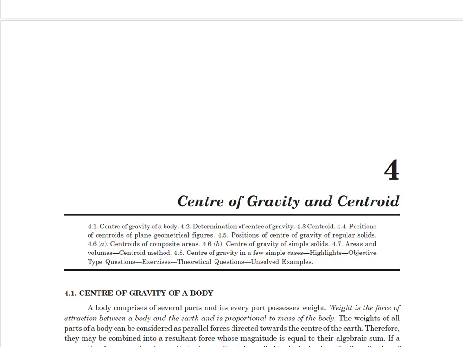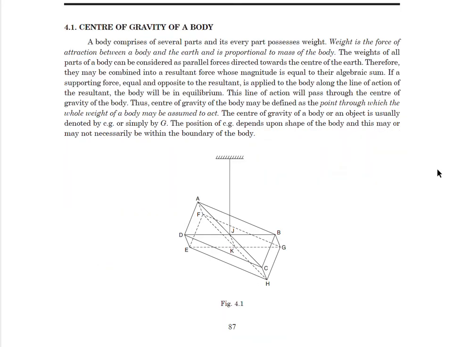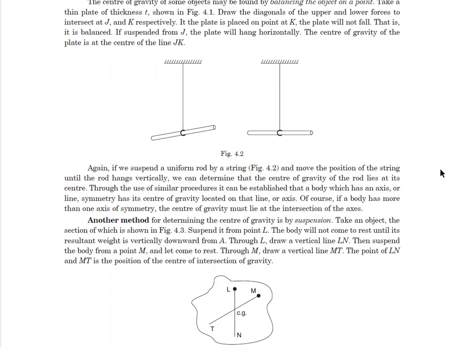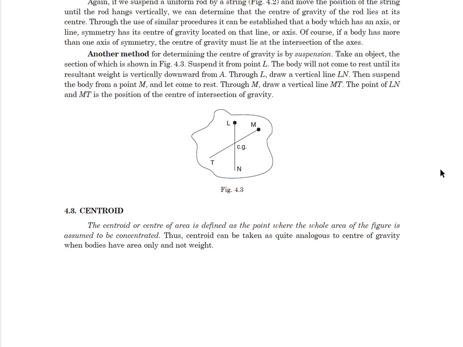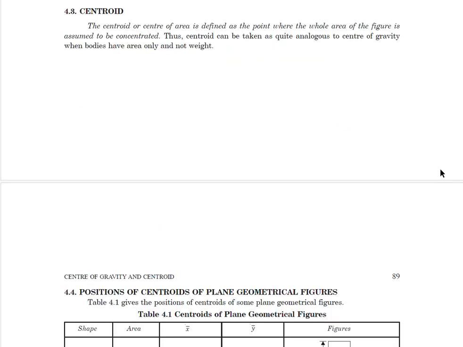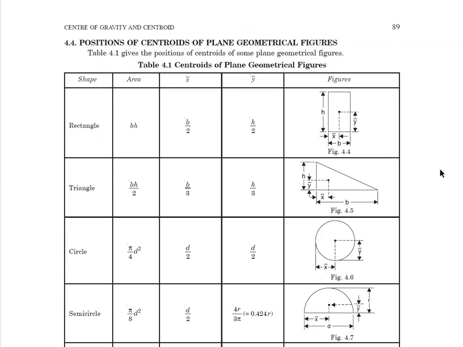Okay, dear students, let us now have a discussion on our next topic, which is center of gravity and centroid. Centroid, or center of area, is defined as the point where the whole area of the figure is assumed to be concentrated. So this is, in simple words, a definition of the centroid, and with the example of a few figures we will understand what this means.